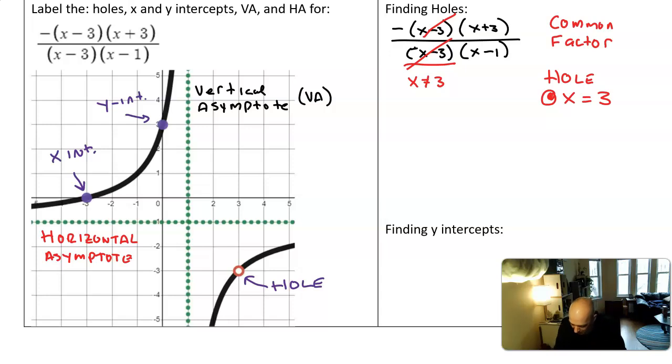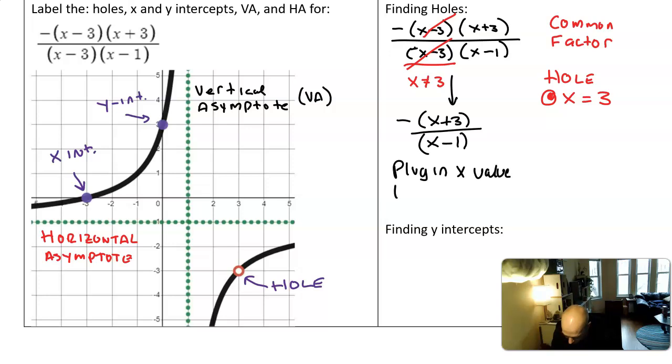But we don't just want to write hole at x equals 3, because then I might be tempted to just put the hole right here, where it doesn't actually seem like it's part of the graph. So instead what we're going to do is rewrite this in reduced form. We cross this out, so then this is turned into negative x plus 3 over x minus 1. And now that we crossed out this term that would cause division by 0 if we plugged in 3, we can now plug in the x value to get the y value of the hole. So I'm going to do that now.